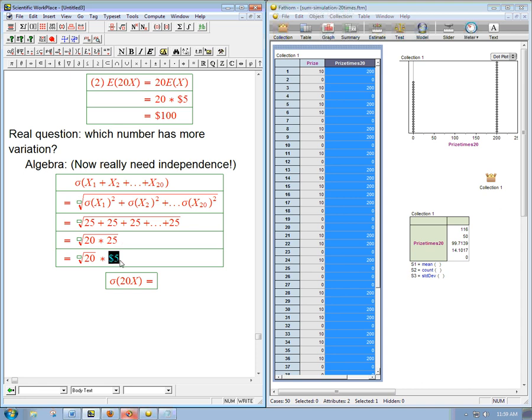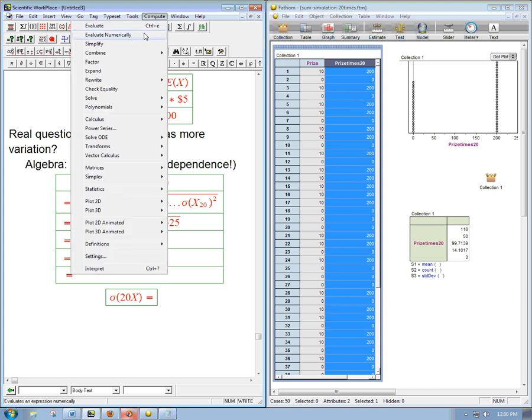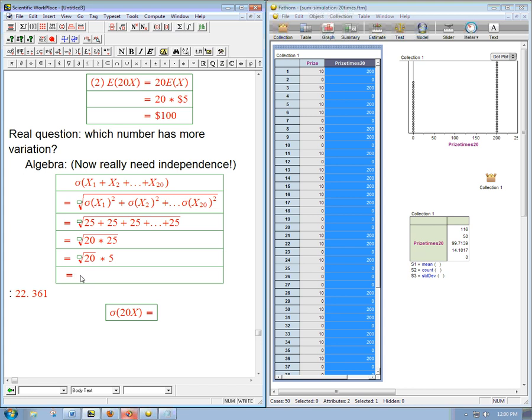The $5 was the individual standard deviation of each one, and we're seeing that it's multiplied by the square root of 20. Now, if we want a number for that, we can go ahead and calculate. It's probably not going to like the dollar sign, so let's just have it calculate that numerically. It's about 22.36. So $22.36 is our new standard deviation. That's a measure of the spread of the winnings over the 20 plays of this game.